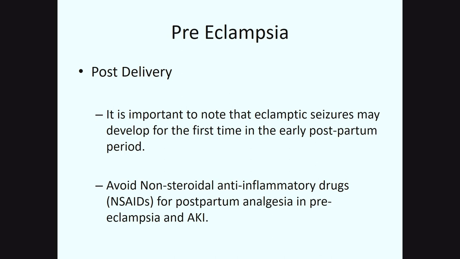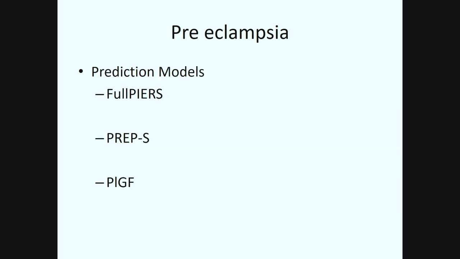For your interest, I will just tell you about the predictor models. There are about three predictor models in the guidelines, as well as on the internet. I'm not going into detail on this. These are some scoring systems. You can use the full PIERS, and the PrePEC and PlGF, that means placental growth factor.